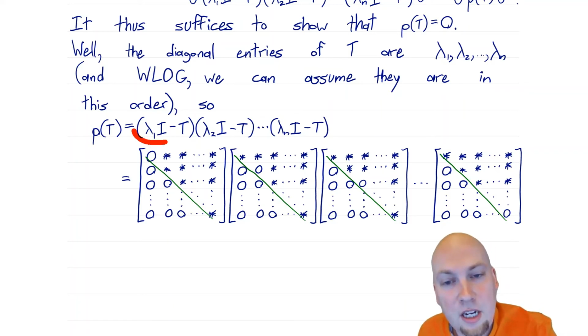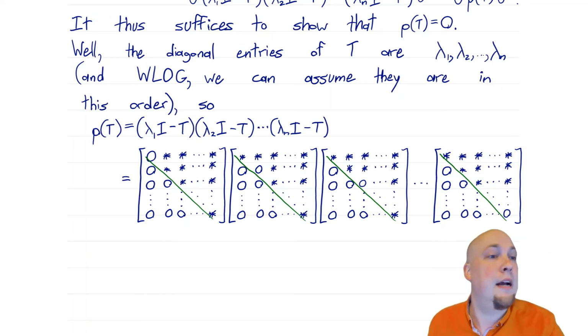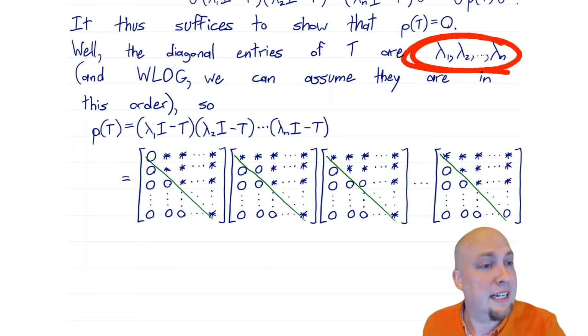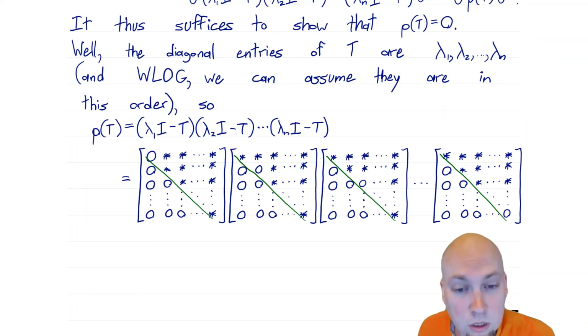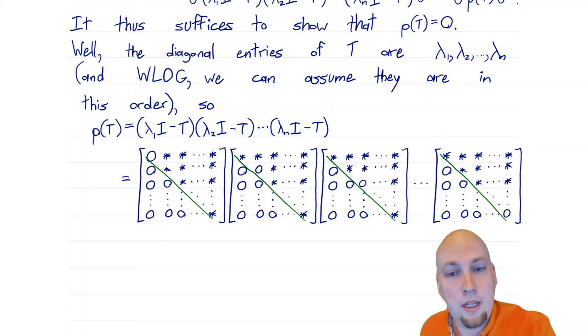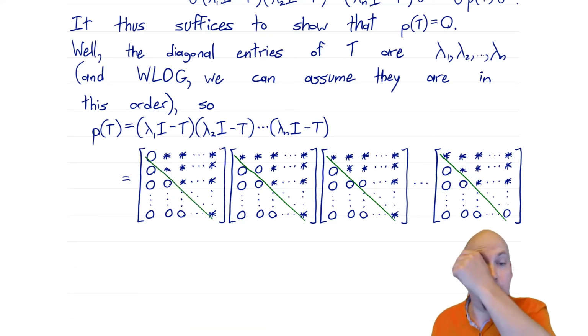Well, let's look at the top left corner. The top left entry of lambda 1 I is lambda 1. What's the top left entry in T? Also lambda 1, right? We know that these eigenvalues are the diagonal entries of T, and I'm assuming that lambda 1 is up at the top left corner. So lambda 1 I minus T is upper triangular, but with this extra zero in the top left corner.